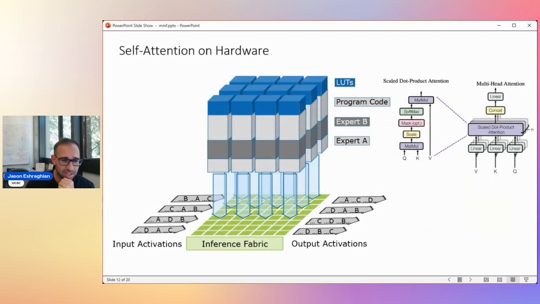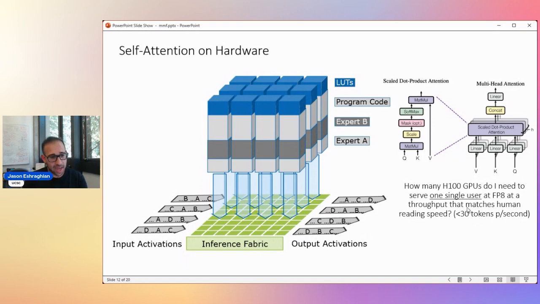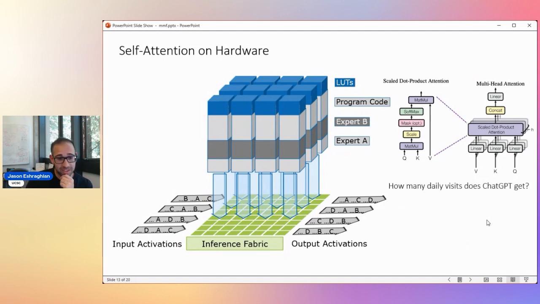With all of that being said, I'm just going to fly through a bit of a future vision of where I hope these models are going to go. But let's say that I have conventional self-attention on some hardware where we've got inputs streaming into some accelerator, and then we've got outputs coming out. Given the large KV cache that is needed, how many H100 GPUs do I need to serve one single user at 8-bit floating point at a throughput that matches human reading speed? A SemiAnalysis estimate was 256 GPUs. Now, how many daily visits does ChatGPT get? There was some number that said 1.75 billion at its peak. Of course, that disaggregates somewhat. Now, this kind of darkening of the inference fabric just indicates that you're fully utilizing all of the hardware that you have available to you, right?